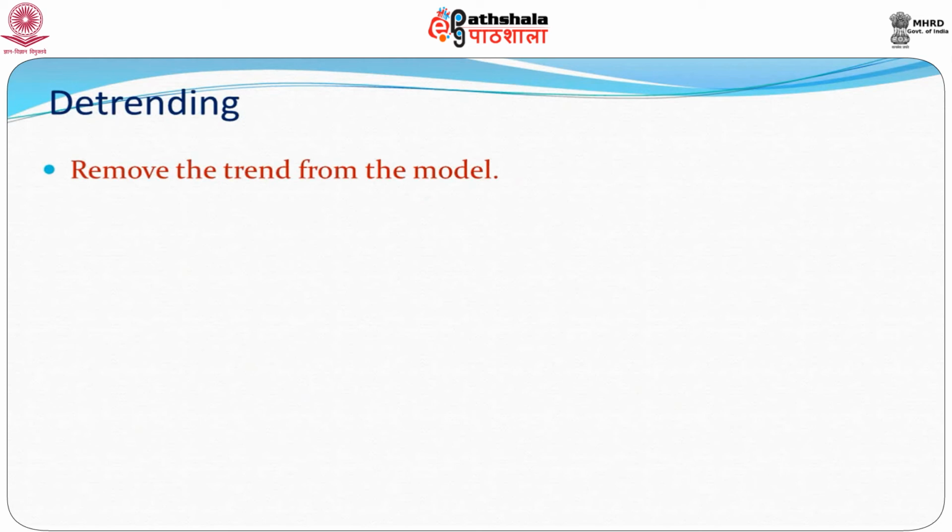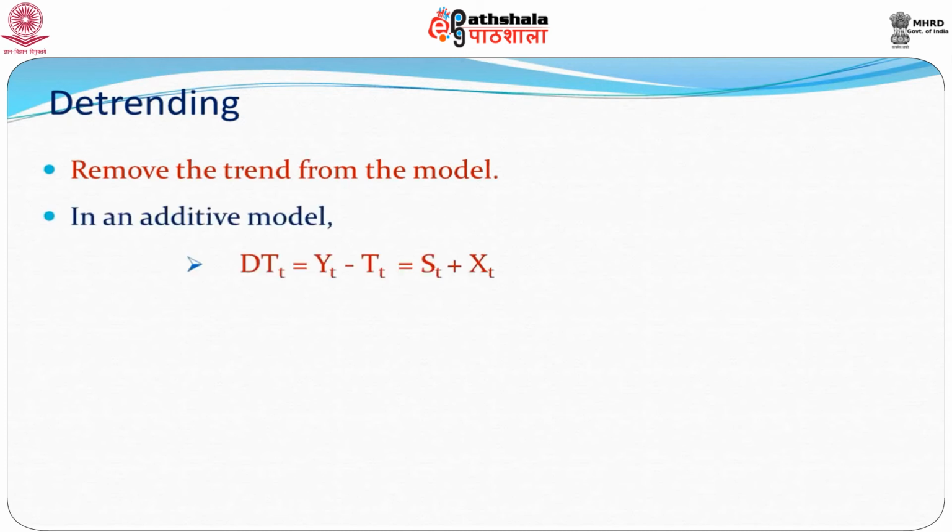Once we have found trend either by the curve fitting method or by the moving average method, we can remove it simply by subtracting it from the original series. So, y_t minus T_t, we will call this d_t, and this is equal to the seasonality plus the x_t component. So, what we now have is a detrended series which only has seasonality and the x_t part. It is a series without trend.